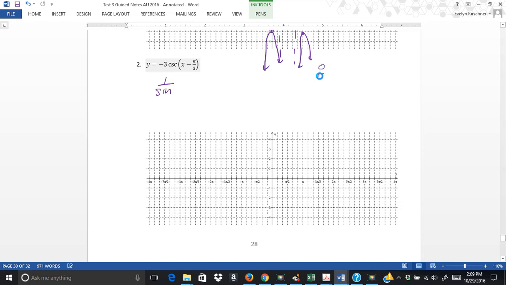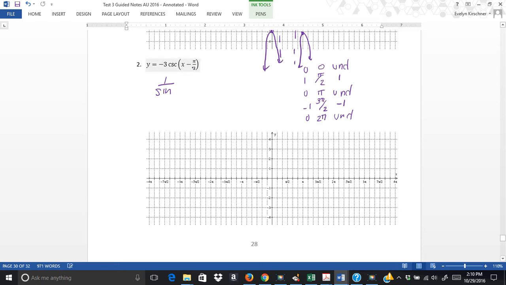So I had 0, pi over 2, pi, 3 pi over 2, and 2 pi. And cosecant is undefined where sine is 0, because the sine values are 0, 1, 0, -1, and 0. So this becomes 1 and -1.